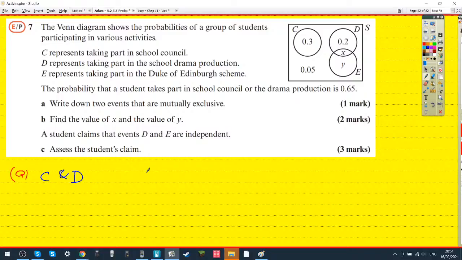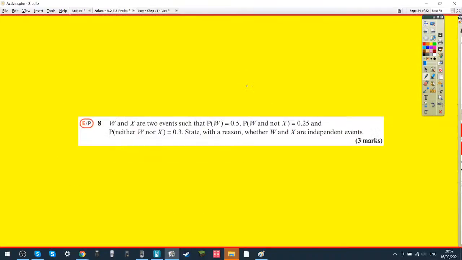The only possible wrong answer is D and D. Okay. Find the value of X is easy. Wait, where's Y? Oh, Y is there. Oh, maybe X isn't easy then. Alright, let's see this. The probability that a student takes part in school council or drama is 0.65. That's easy enough. The rest of that is easy.